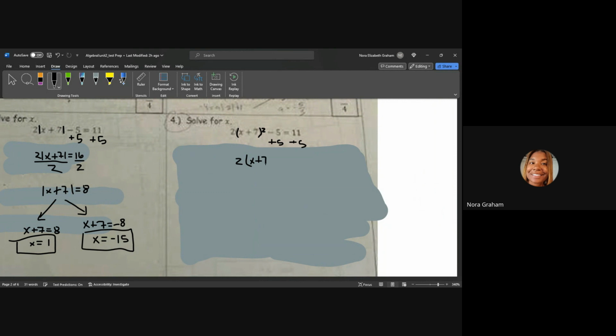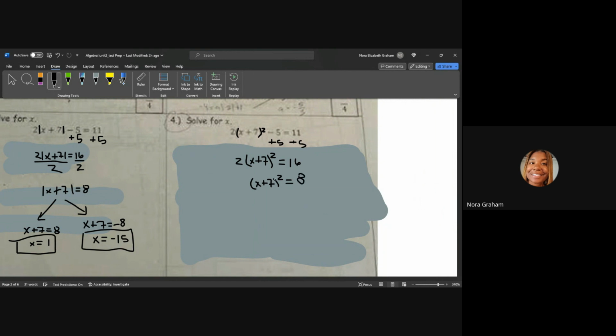In my parentheses squared, and this is going to equal 16. Now I want to divide both sides by 2 again because I want to isolate my grouping symbols. Then I'm going to have (x + 7) squared equals 8. Now you want to get rid of that square.